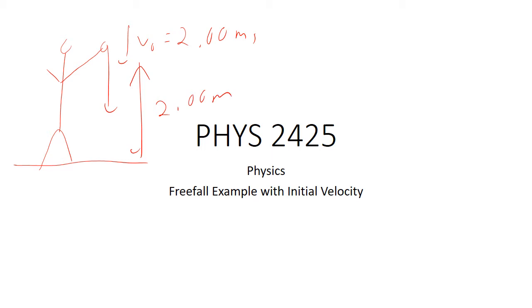So this is like a basketball player, and he throws something downwards at 2 meters per second, at a distance of 2 meters. And I want to know how long does it take to hit the ground and how fast is it moving. And so you naively might say that, well, it's 2 meters per second and 2 meters, so that would be 1 second. And if you did that, your answer would be totally wrong.